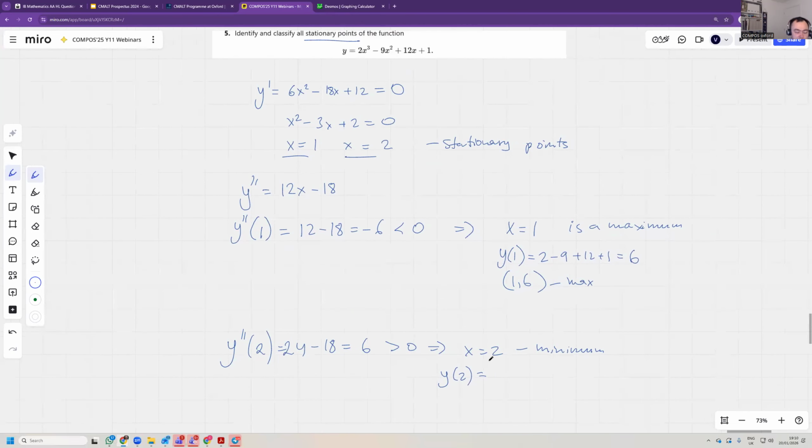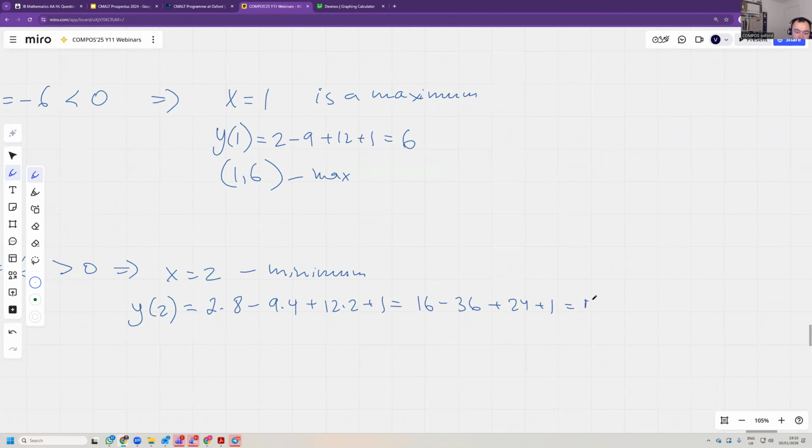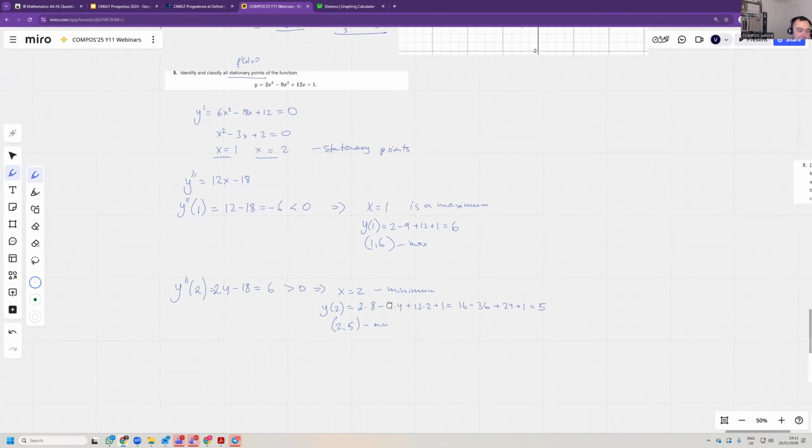So that's 2 times 8 minus 9 times 4 plus 12 times 2 plus 1. So that's 16 minus 36 plus 24 plus 1. That's negative 20 plus 24, so 4, 5. So (2, 5) is a maximum. Oh, a minimum, sorry. Minimum.